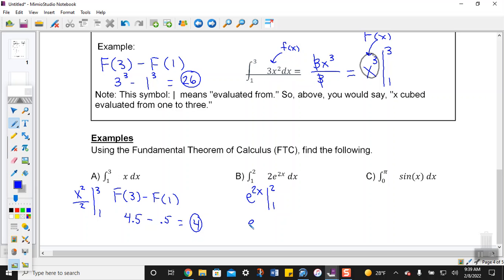E to 2x. So the upper limit, e to the 2 times 2 would be e to the what? 4. Minus e to the what? E to the second. Yep, 2 times 1 right here would be e squared. Now, if you want to leave your answer like that, I'm cool with that. If you want to punch that in a calculator and see what that is for an approximation using decimals, I'm okay with that.